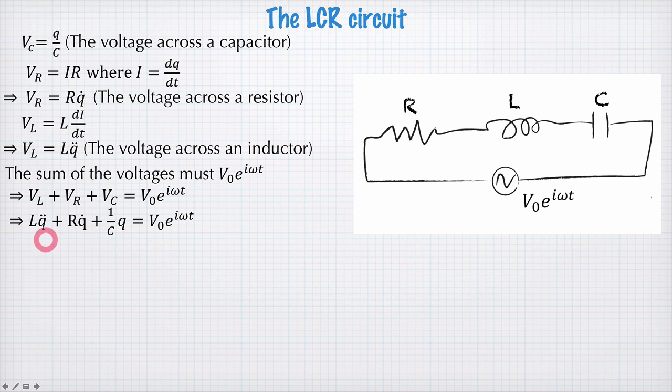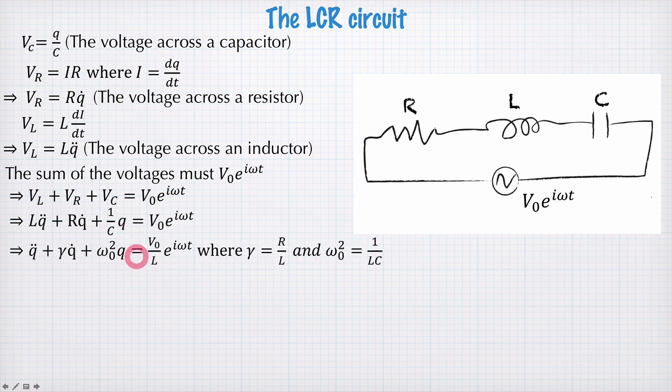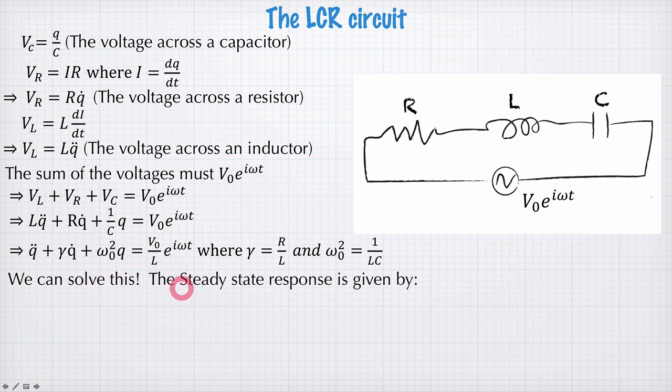And you see this has the same terms that we've seen before in damped driven oscillators. Second derivative, first derivative, zeroth derivative, and a driving term. Writing gamma as R on L and omega naught squared as 1 on LC, we find an equation in very familiar form. And we know the solution to this. Using results from the previous videos, we can say the steady state response of Q is given by the drive multiplied by this term here.